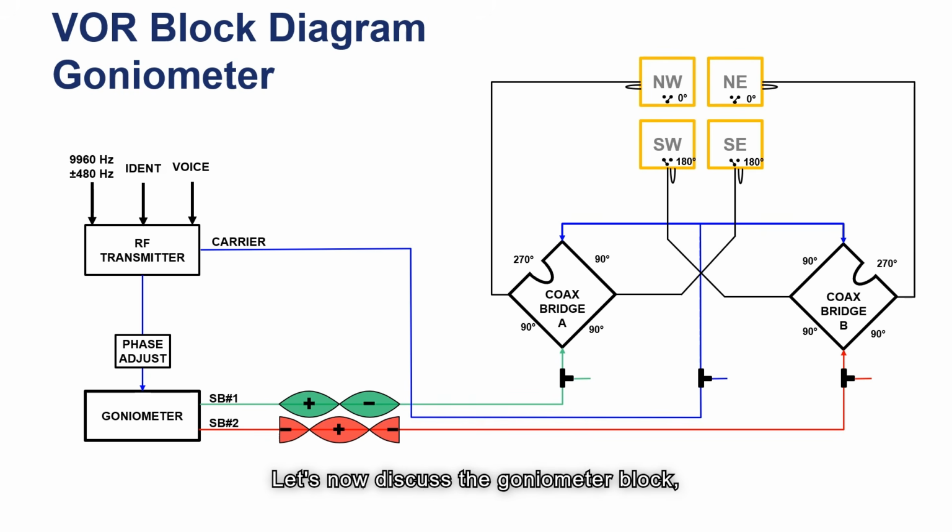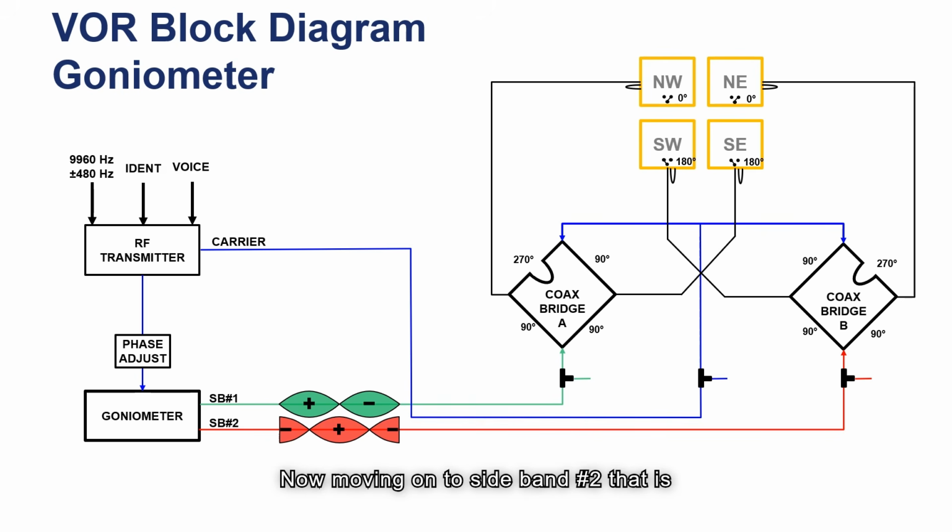Let's now discuss the goniometer block, starting with the sideband number 1 output. This RF output is a double sideband suppressed carrier signal that's modulated at a 30 Hz rate. This output is also referred to as the positive sine output from the goniometer. Notice that the first lobe in the green sideband number 1 signal has a plus sign. This means that the RF energy is in phase with the carrier RF. The crossover point or null on the waveform is where the sign changes to negative. This indicates that the RF energy in this lobe is exactly 180 degrees out of phase with the carrier.